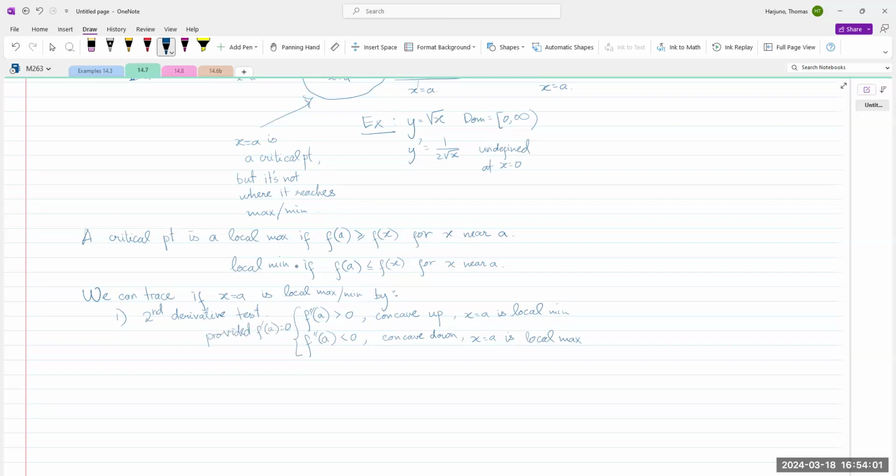Okay. But this second derivative test has some drawbacks, some weaknesses. What happens if the second derivative does not exist? Or what happens if the second derivative is 0? Then we cannot say anything, right? So we have a second way, which is actually the more traditional way: the behavior of f prime of x around x equals a. Now, let me give you an example.